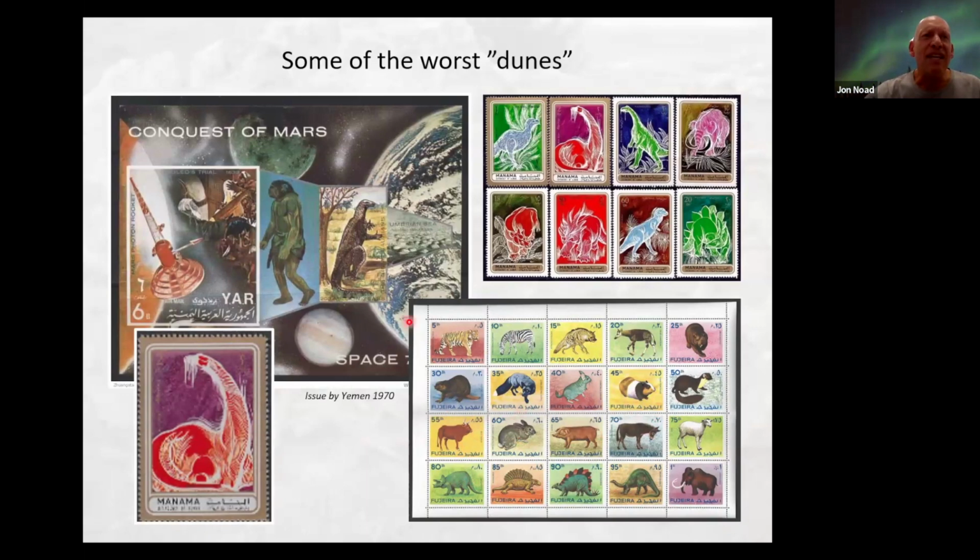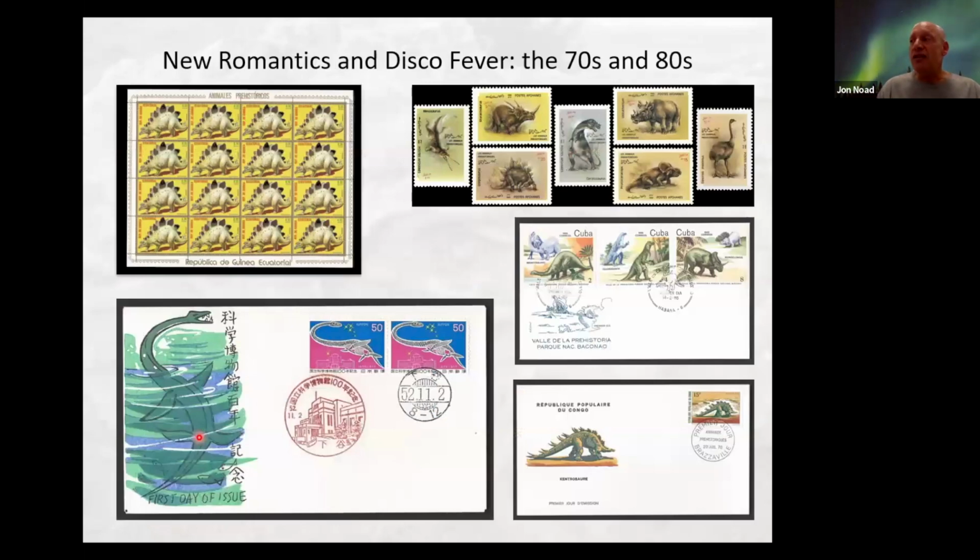We also have this Yemeni sheet here, which has probably the worst picture of a dinosaur I've ever seen on it. It's really pushing it. There are a couple of other terrible ones, and that's pretty bad. And then this issue from Myanmar, which looks like the dinosaurs have got icicles hanging off them, which is also pretty unusual.